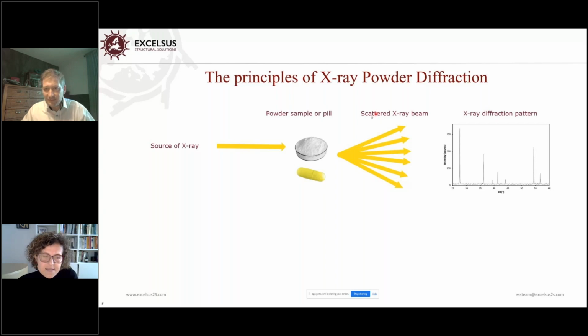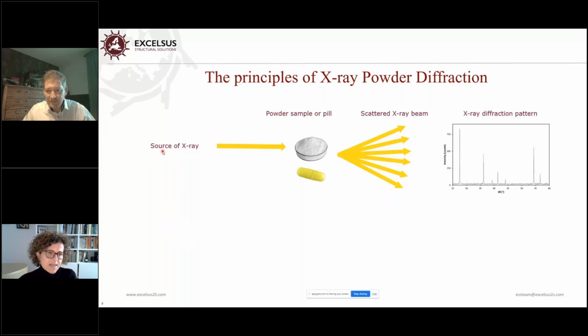So the technique is going to be synchrotron X-ray powder diffraction. Since we understand that the audience is quite broad, we decided to give you a little bit of an introduction to the technique. The principle of X-ray powder diffraction is schematically depicted here.